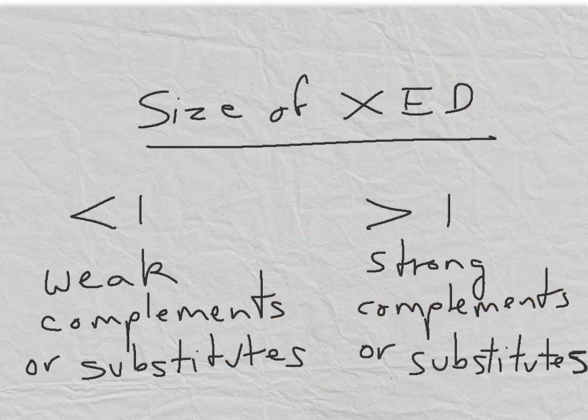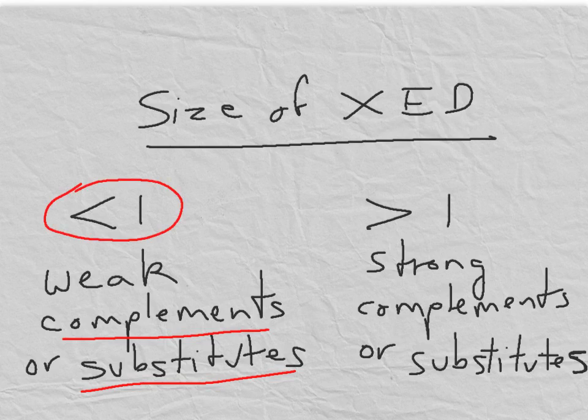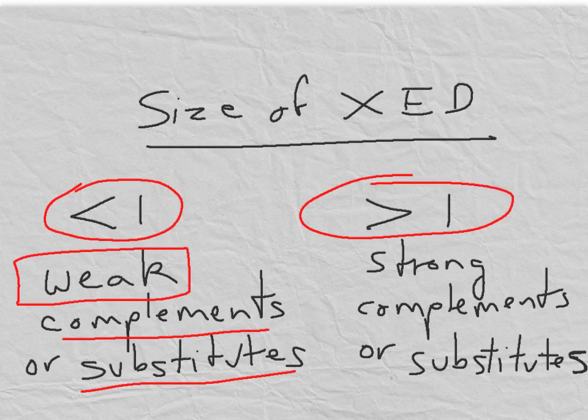Finally, we have to remember something about the size of the cross-elasticity of demand. We've already said that products can either be complements of each other or substitutes, and this determines whether the sign of their cross-elasticity is positive or negative. But the size, that is to say whether the cross-elasticity is less than 1 or greater than 1, tells us whether the two products are weak complements or substitutes of each other, or strong complements or substitutes of each other. In other words, by looking at the size of the cross-elasticity of demand, we see how closely related the two products are, as either complements or as substitutes.